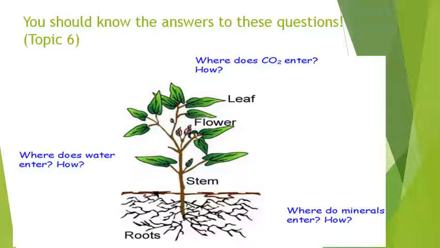Okay, plants need carbon dioxide, water, and minerals, all of which they take up from the outside. Now, you should all know where carbon dioxide enters the plant and how, where water enters the plant and how, and where minerals enter the plant and how. Hopefully you know the answers, which is that carbon dioxide enters via the leaves and how? Via diffusion. Yeah, so that's the physical process.